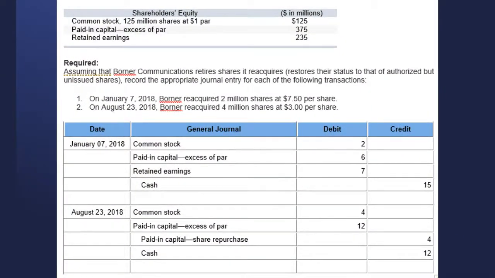Well, to look at August 23rd, the same exact concept applies. We're going to debit our common stock. Notice we reacquired 4 million shares, so we're going to debit it for $4 million, or 4 if we drop the 0s, because it's carried at par. So we have to remove those 4 million shares from our books by taking the 4 times the $1 par. Now, again, we already knew that paid in capital in excess of par, our PISIP account, would get hit for $3 per share. So $3 per share times 4 million shares gives us $12.